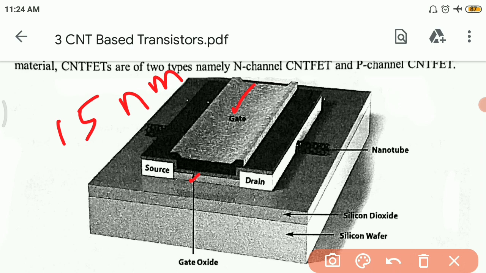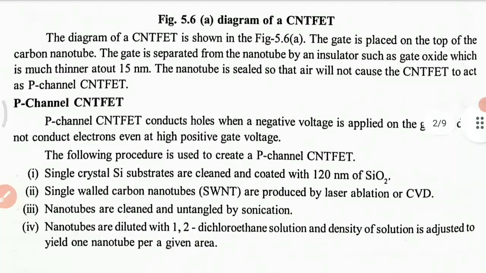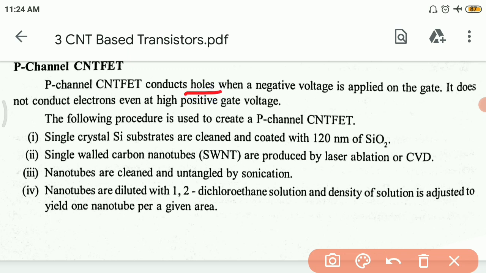And the nanotube is sealed so that air will not cause the CNT FET to act as a P channel CNT FET. Now let us come to the various types of CNT FET. The first one is the P channel CNT FET. It conducts holes. As you know, P means the holes will be the majority charge carrier, so it conducts holes when a negative voltage is applied on the gate, and it does not conduct electrons even at high positive gate voltage. For this, the following procedure is used in order to create a P channel CNT FET.